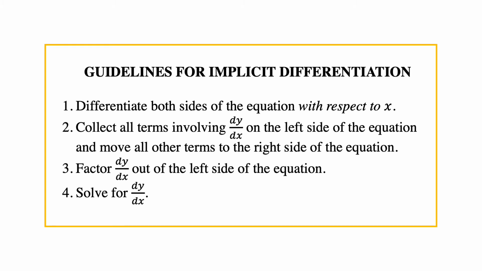So let's start off with a quick recap of what we went over yesterday as far as our guidelines for implicit differentiation. The first thing we want to do is differentiate both sides of our equation with respect to x. We want to then collect all the terms involving dy/dx on the left side of our equation and move everything else to the right side of the equation. Then we want to factor out that dy/dx from the left side of our equation until we can finally solve for dy/dx.